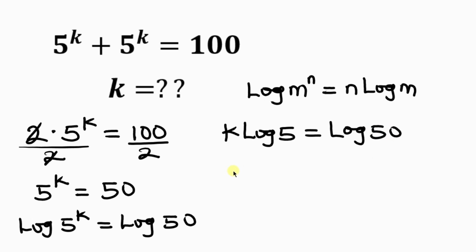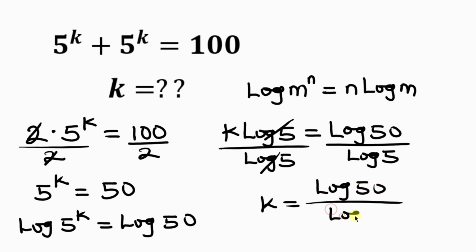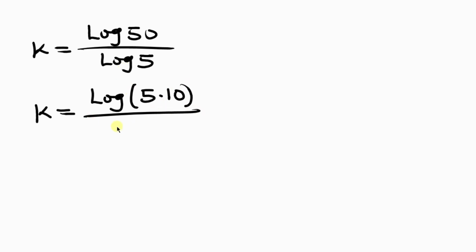Now our next step will be for us to divide both sides by log 5. So divide the left-hand side by log 5. Divide the right-hand side by log 5. Now see what happens. Log 5 cancels out log 5, leaving behind k to be equal to log 50 all over log 5. Very good. Now we can simplify further, so we have k to be equal to log of 50. 50 is the same as 5 times 10 all over log 5.